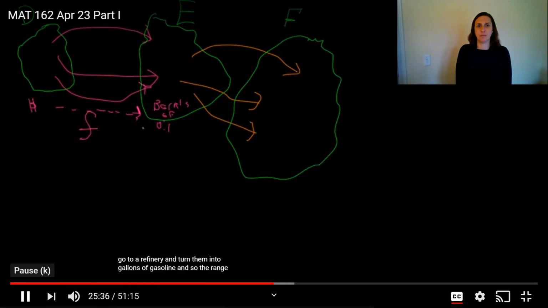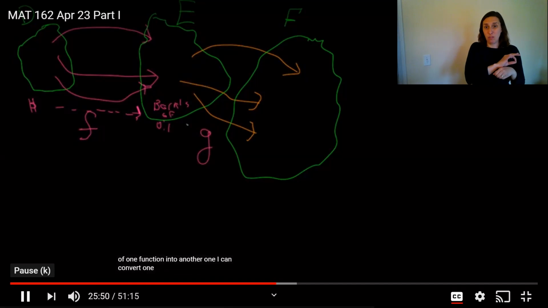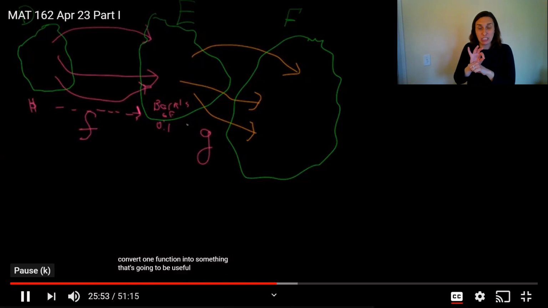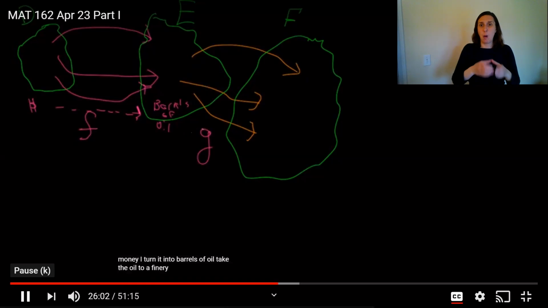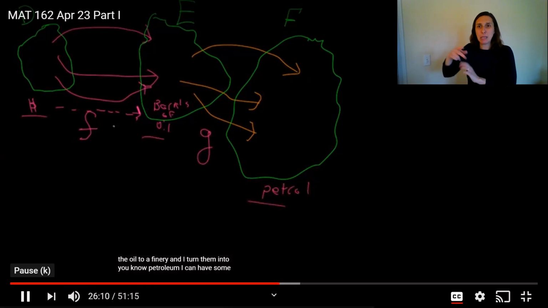And so the range of function f can become the domain of another function. I can spill the output of one function into another one. I can convert one function into something that's going to be useful for a final function, right? And so I take my money, I turn it into barrels of oil, take the oil to a refinery, and I turn them into petroleum. I can have some rule that dictates the speed I can do this in, the quantities I can do it in.